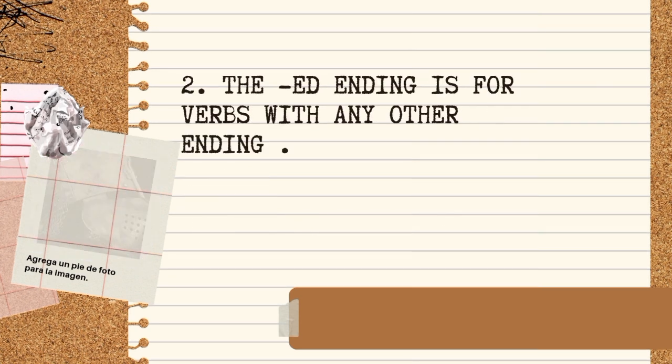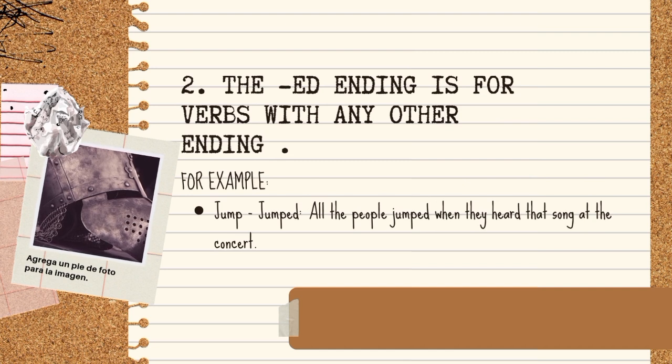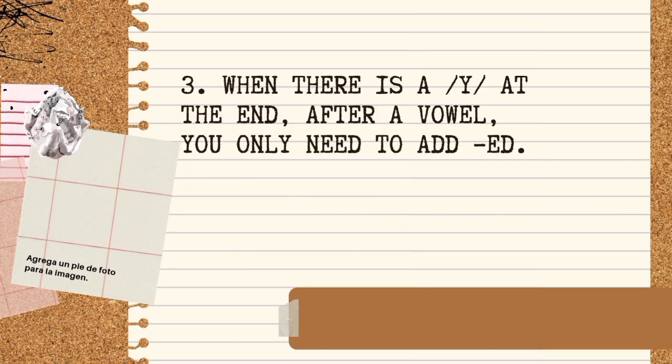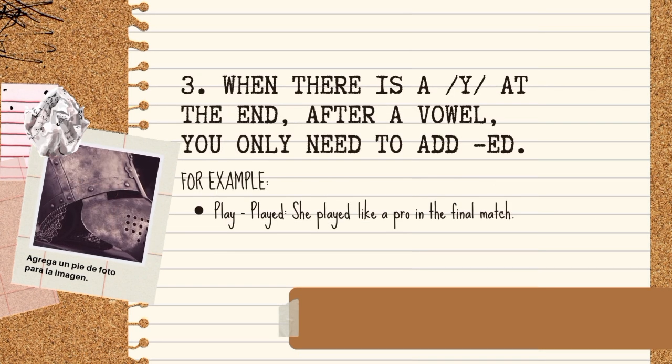2. The ed ending is for verbs with any other ending. For example, jump, jumped. All the people jumped when they heard that song at the concert. 3. When there is the y at the end after a vowel, you only need to add ed. For example, played. She played like a pro in the final match.